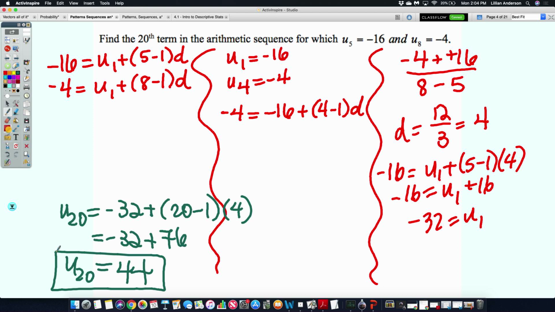Oh, I just said I did something different after we got d equals 4. I did 5 minus 1, the 5th term minus the 1st term. I got 4, and then I multiplied 4 by 4, and then I got 16. And then it sounds like you probably subtracted 16 from negative 16. Yes. So it was kind of a variation of that second one to find that first one.